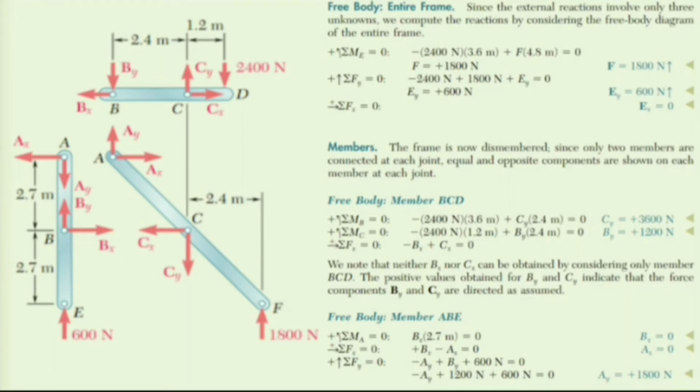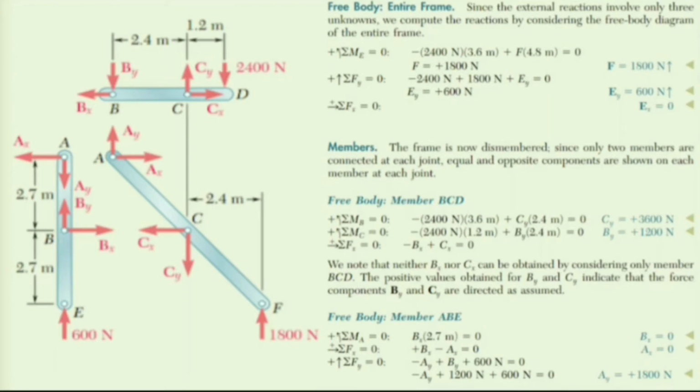So in this way, we have completed the first part of the problem by applying all the conditions of equilibrium on the entire frame, and we have found the support reactions. Next, we have to isolate the members and separately apply conditions of equilibrium on all the members.